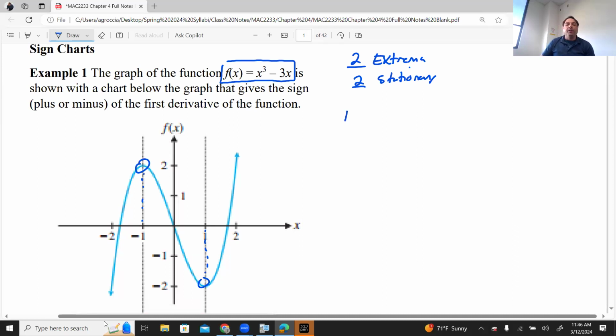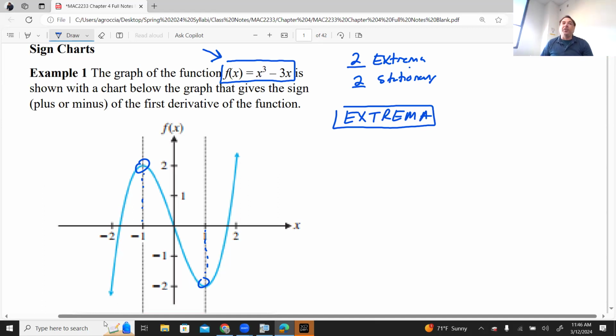So number 1, remember the question is find the extrema. And we're finding the extrema of the original. It's all about the original. It's the extrema of the original. Why does it keep saying that? You'll see why in a minute.